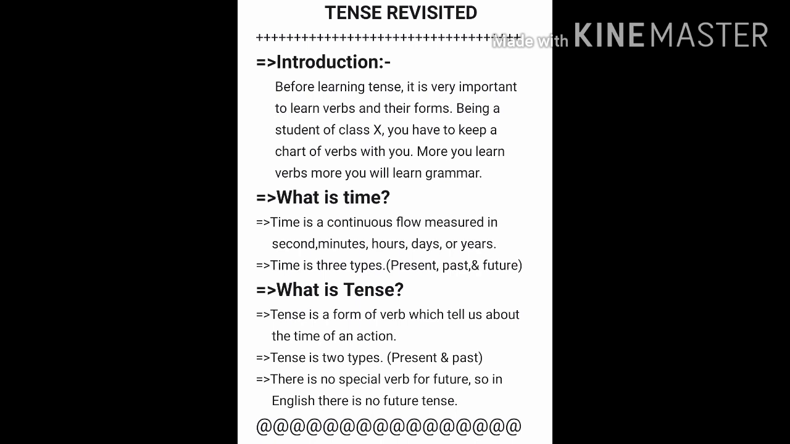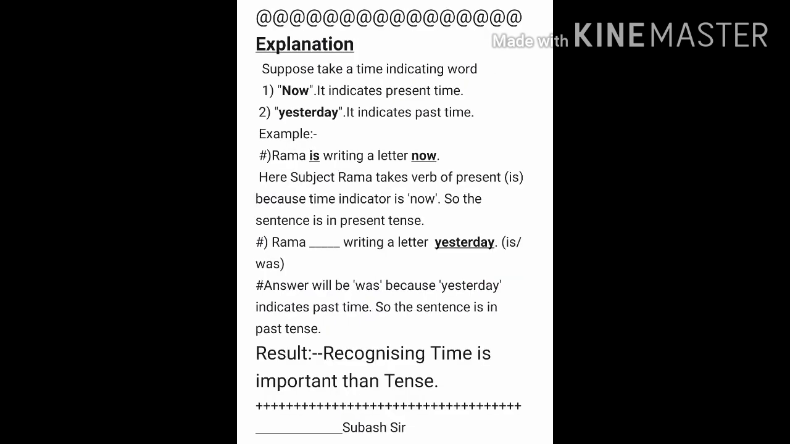What is time? Time is a continuous flow measured in seconds, minutes, hours, days, and years. Time is of three types: present, past, and future. Suppose we take time-indicating words. Now indicates present time. Yesterday indicates past time.